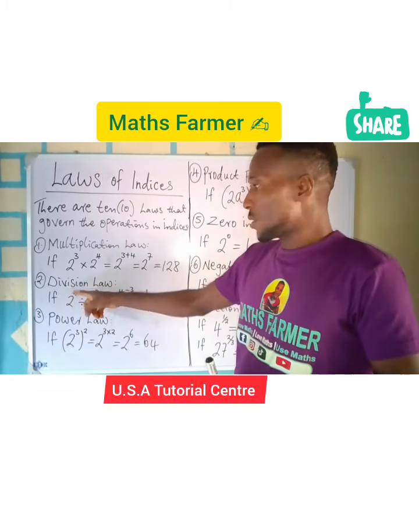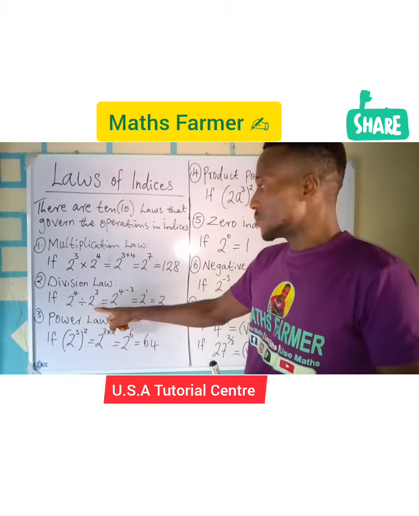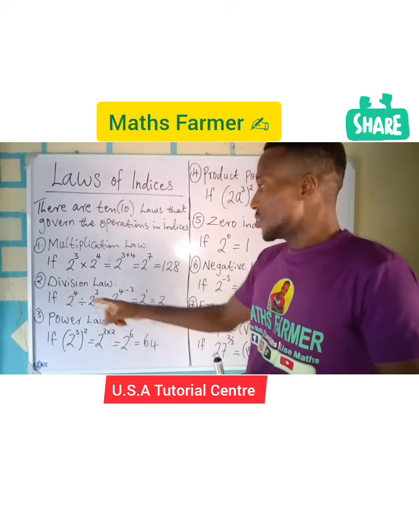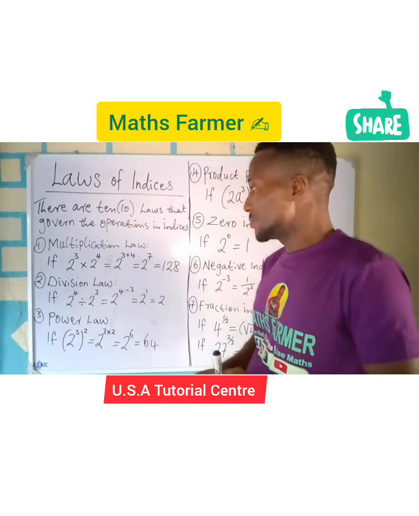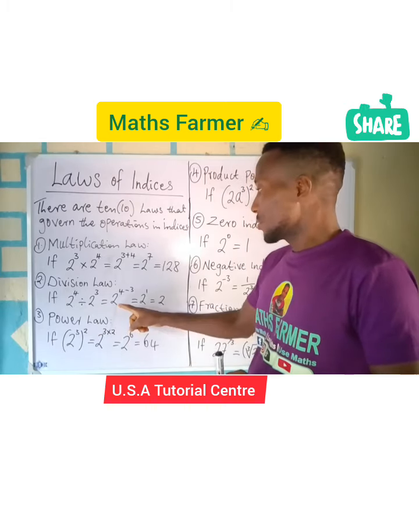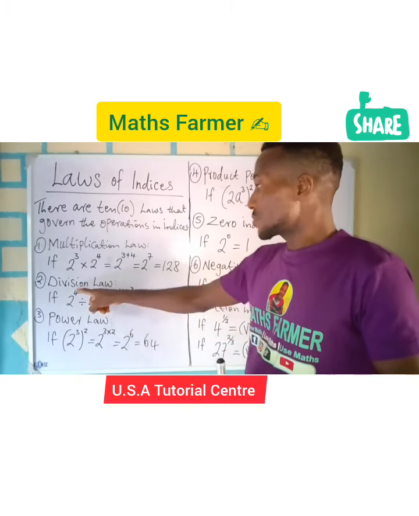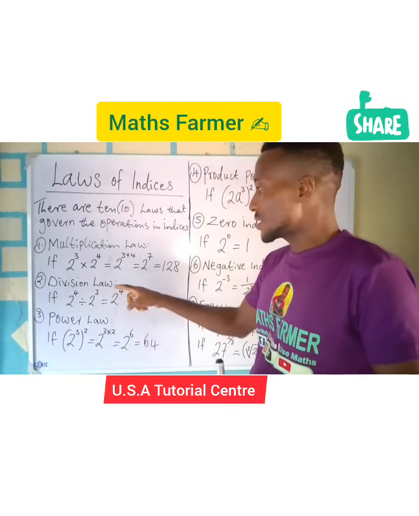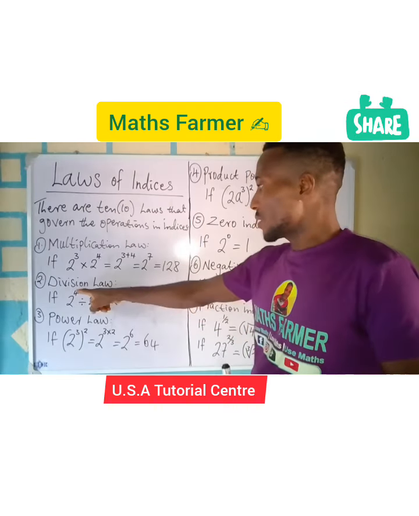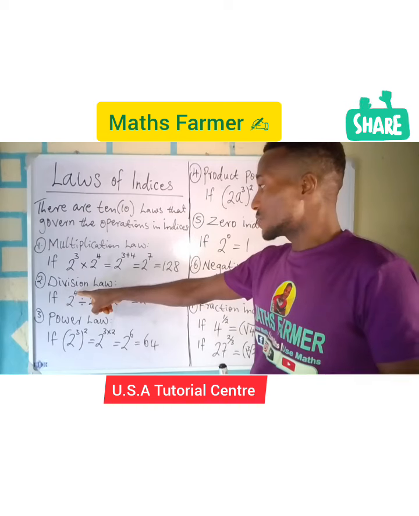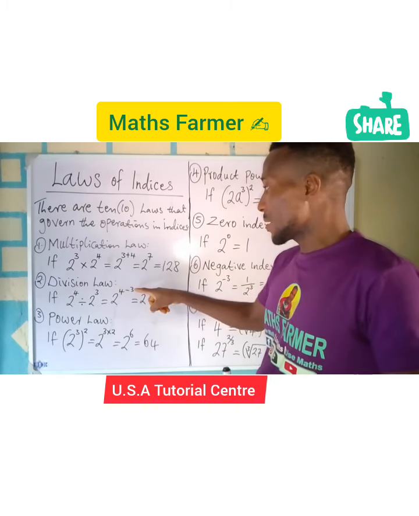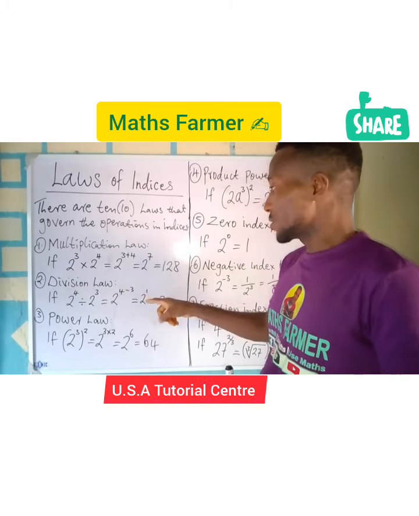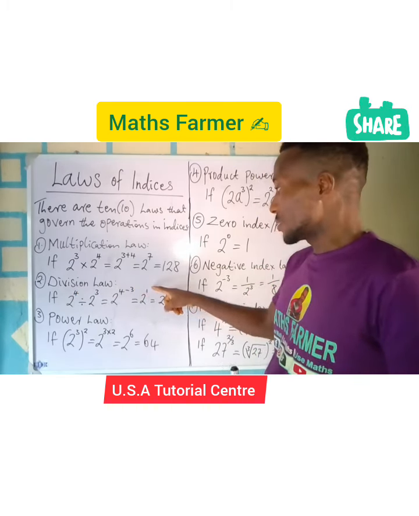Then the second law here, the division law. If you have 2 raised to power 4 divided by 2 raised to power 3, since the bases are the same, we pick one, which is this. Then we subtract their indices, or powers. What you have here is 4, and what you have here is 3. That is 4 minus 3, which gives us 1, and 2 raised to power 1 gives us 2.